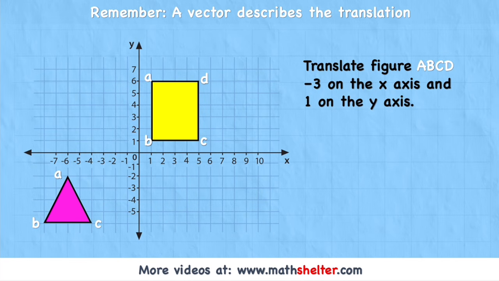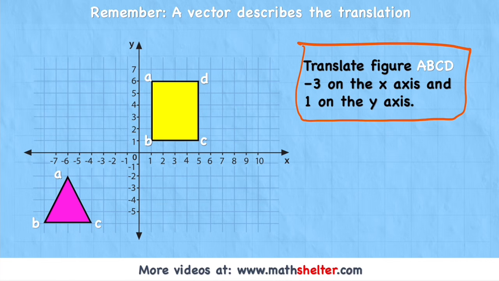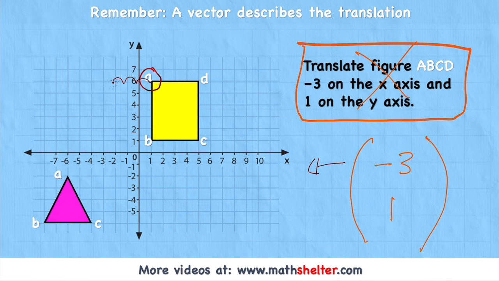So let's look at this second example and let's try and build the vector first. It says translate figure ABCD, negative 3 on the x-axis and 1 on the y-axis. So my vector would look like negative 3 and then 1. And I can get rid of this. And I'm going to do this all in one step. So I'm going to look back at point A, and I have to move negative 3, which means I'm going to be coming to the left on my x-axis. So I'm going to move 1, 2, 3 on my x-axis. Mark a point just there. D would come 1, 2, 3. C would come 1, 2, 3. And B would go 1, 2, 3.